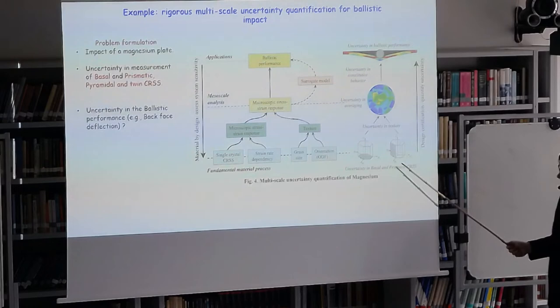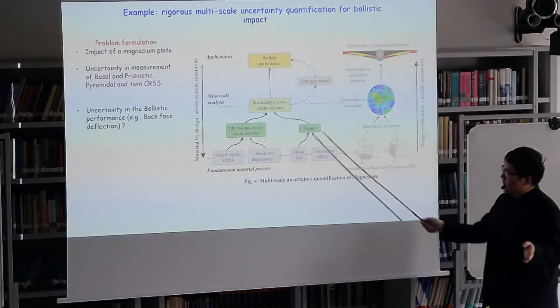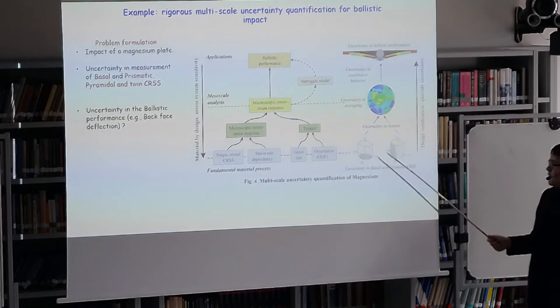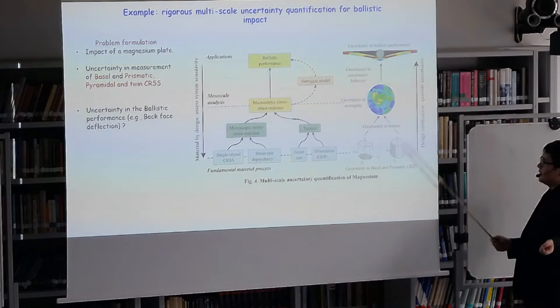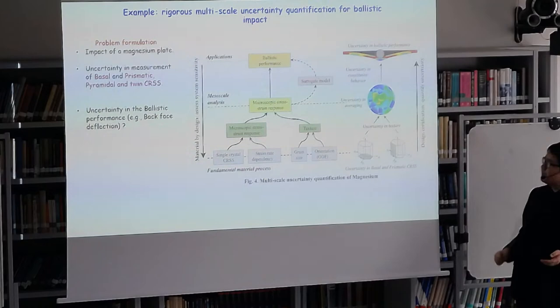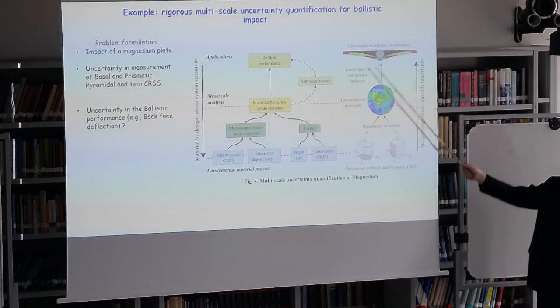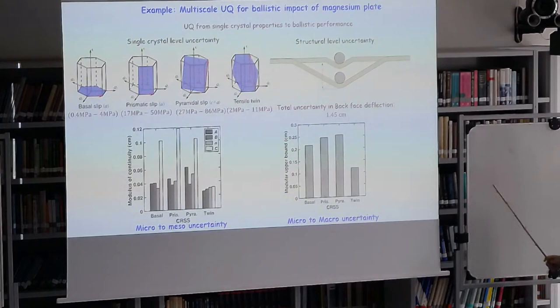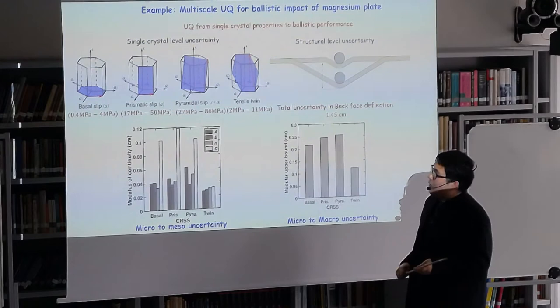In this problem, we consider that we have uncertainties in our single-grain critical resolved yield stresses. This is basically associated with the plasticity of each single grain. And we ask ourselves the question, how do these microscale uncertainties propagate throughout these length scales to the macroscopic scale? How would a change in here affect the change in our macroscopic ballistic performance? We have run our calculations, supposing I now have uncertainties in my single grain slip systems.